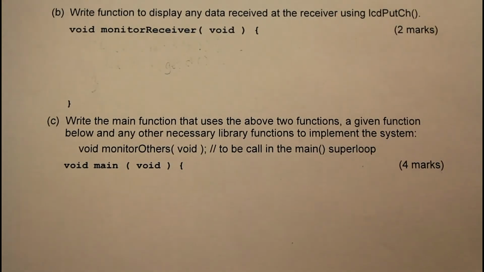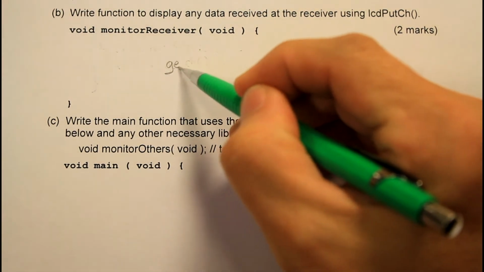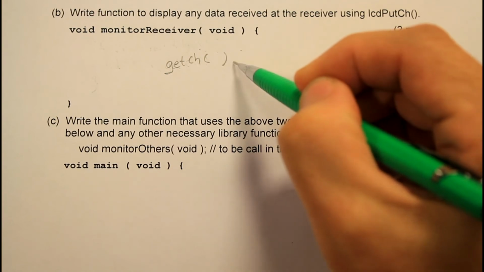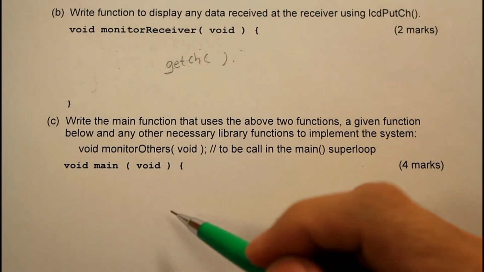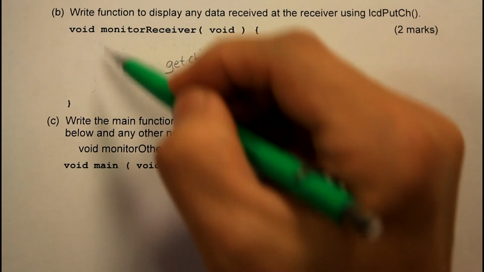Question B. Write function to display any data received at the receiver using LCD put char. The function is void monitor receiver void. Now we have to use this function called getChar to read the value from the receiver. However, getChar will wait forever until a character is received. So in order not to get stuck, we have to check whether the receiver is ready by using this function.